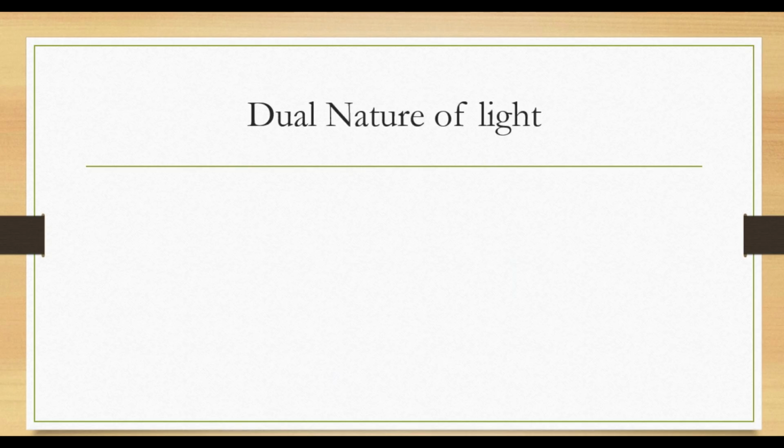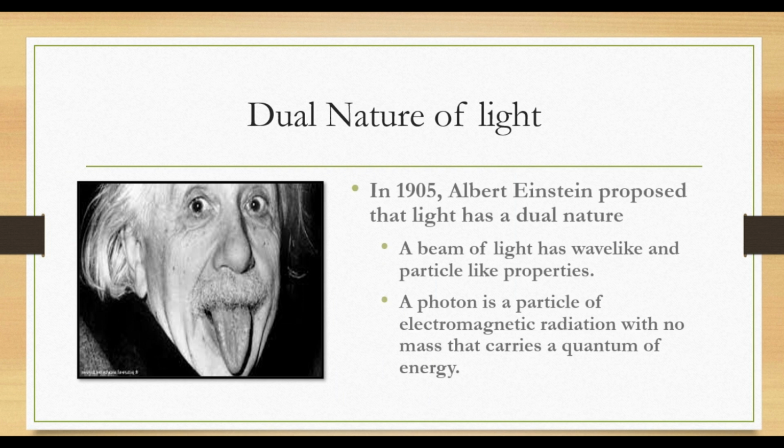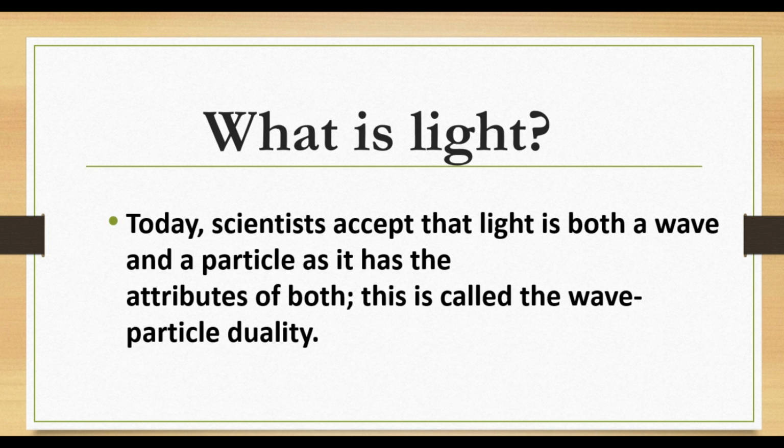So, what is our conclusion now about light? Well, according to my lolo, Albert Einstein, he proposed that light has a dual nature. A beam of light has wave-like and particle-like properties. A photon is a particle of electromagnetic radiation with no mass that carries a quantum of energy. So, what is light? Okay, today scientists accept that light is both a wave and a particle as it has the attributes of both. This is called the wave-particle duality. And that is our topic for today.